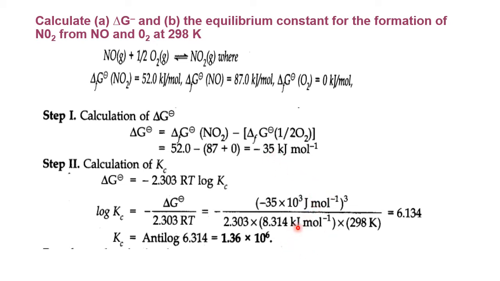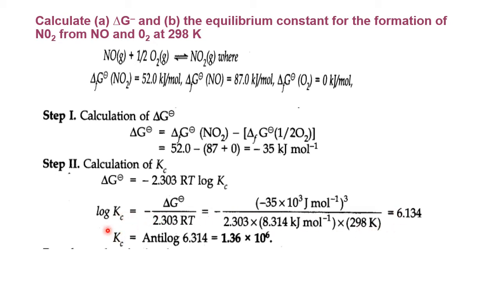Now for this kilojoules, again you have to make it 3. So that's why it is taken here thrice. So 35 into 10 to the power 3 because of this kilojoules, once again one more 3. Totally, it is minus 35 into 10 to the power 3 joules per mole whole cube by all these R value, T value. Simplify it and you will get 6.134. What is this? Log Kc. So log Kc equal to 6.134.